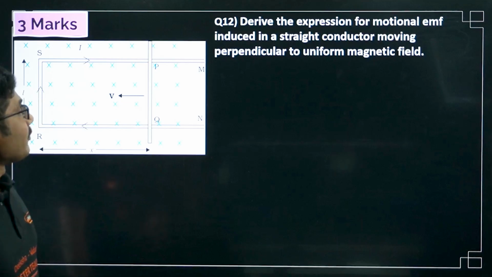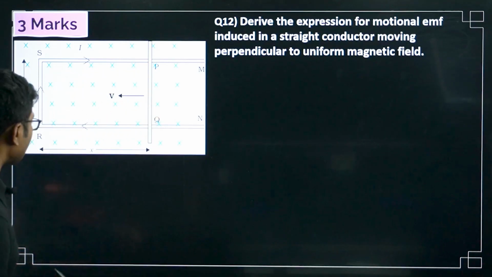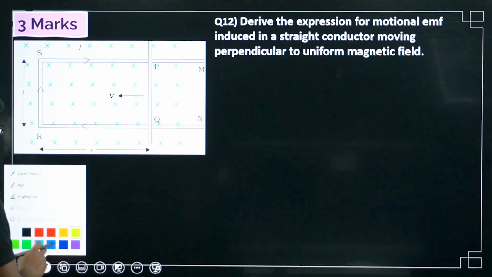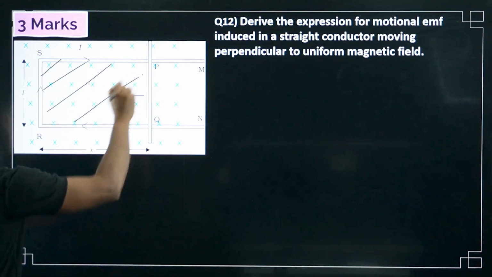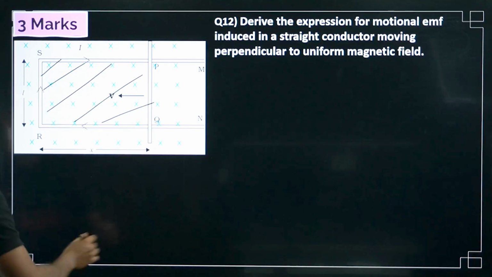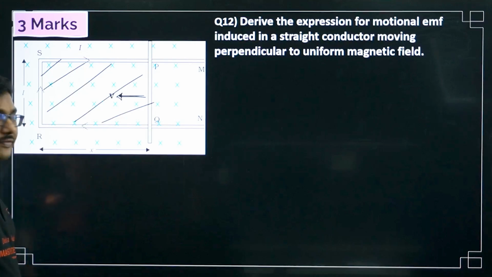Now next is obviously: derive the expression for motional EMF induced in a straight conductor. Motional EMF, very expected question. First thing you have to remember is that there is a magnetic field into the page of the paper. The wire is moving in this direction. The diagram is very important.